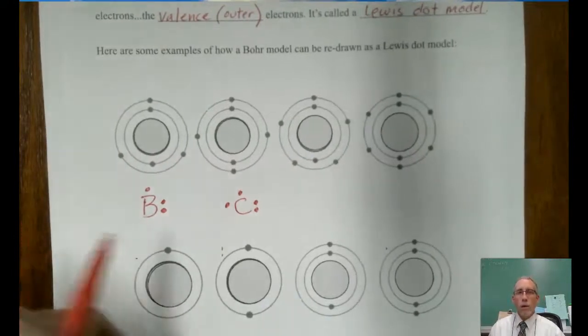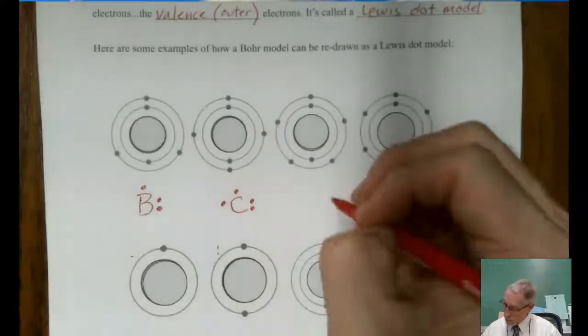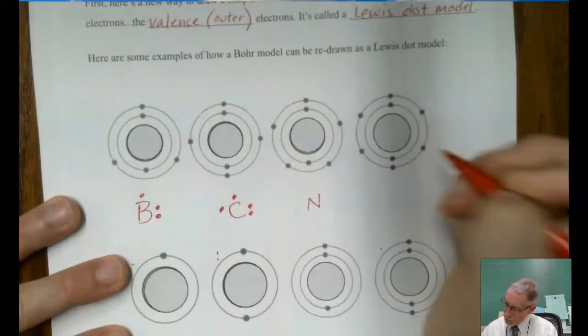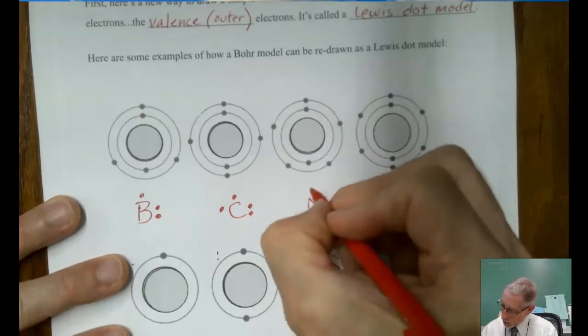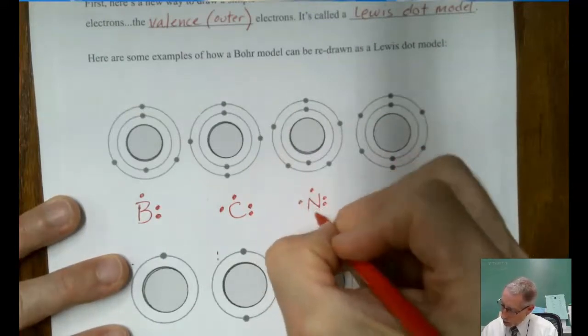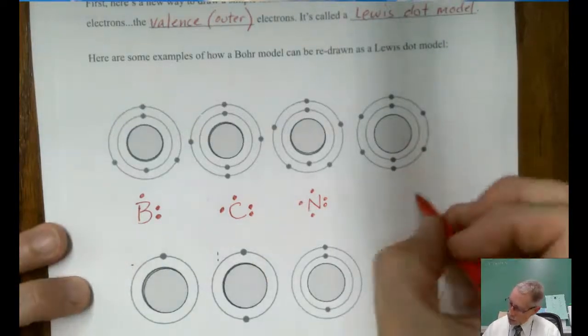And then moving on, you see we're just adding 1 electron each time, so this next one is going to be nitrogen. Nitrogen is N. And then we're going to have 5 electrons around it. So I'll put 2 on the right and then 1 on the other 3 sides for a total of 5. And the next element over is oxygen.